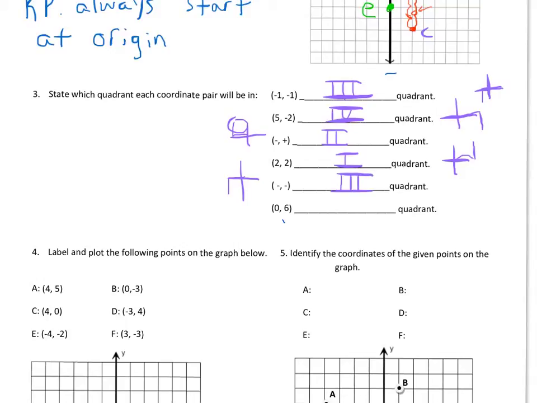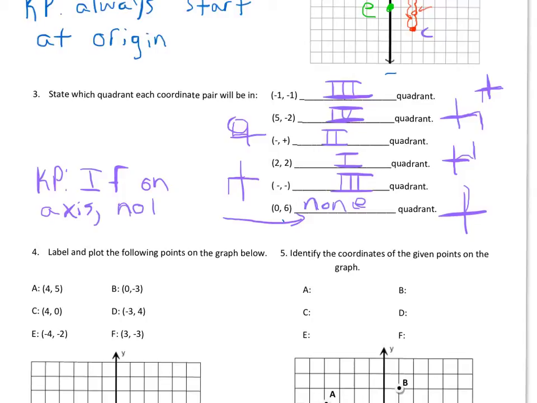And finally, I have 0, 6. Okay, so I'd start off, I don't move left and right, and then I just move up 6. And because that is on an axis, we say none. Okay, and let's put a key point on this. Okay, if on axis, not in a quadrant.